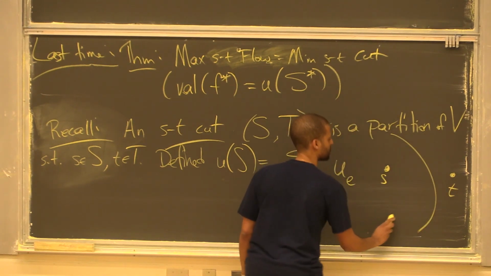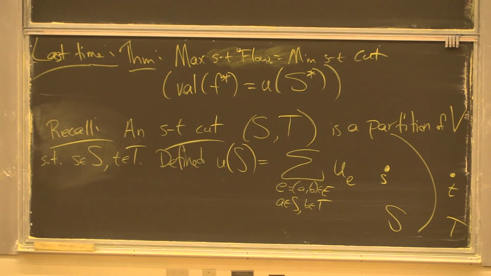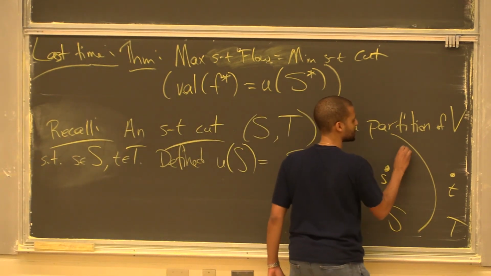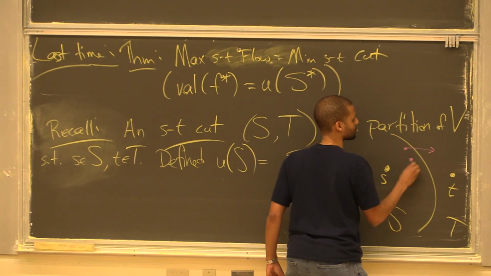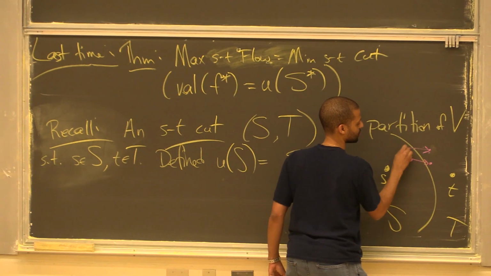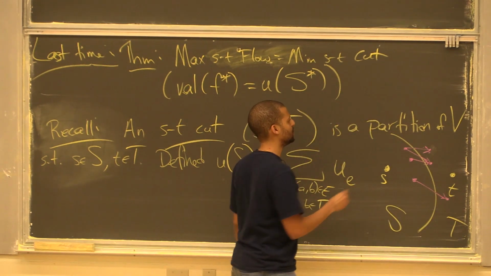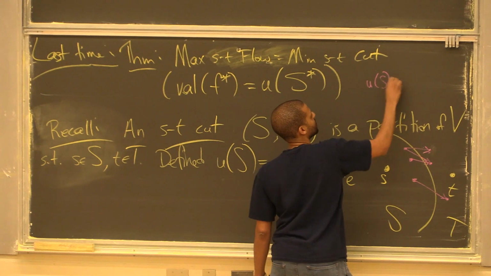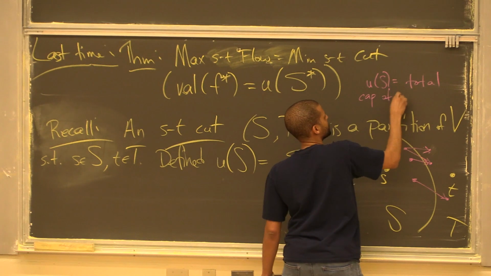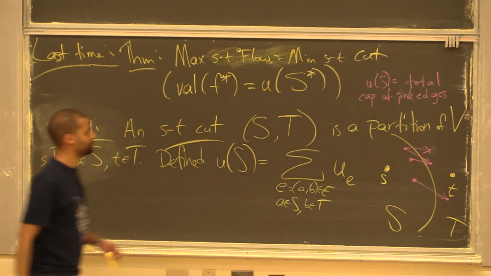There's some cut here, so there's capital S here, capital T here, and there are some edges that are crossing that cut in either direction, from T to S or from S to T. We're only looking at the ones that cross in this direction. So U of S here means the total capacity of the pink edges. All the edges that cross the cut in the S to T direction. Okay?